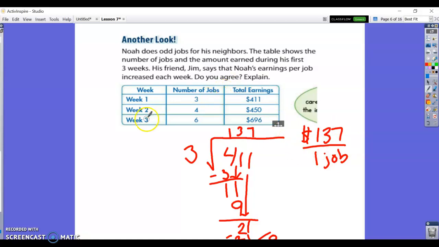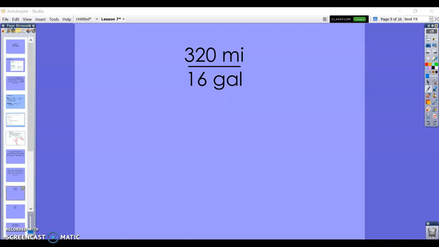Your job is going to be to figure out what he earns for week 2 and week 3 per job. After you figure out his earnings per job for week 2 and week 3, you will be able to see if Noah does in fact earn more money per week, and if Jim is correct, or if he does not earn more money per week, and if Jim is incorrect. So what I want to do now is just a couple more examples just to make sure that you understand how you're finding unit rates.